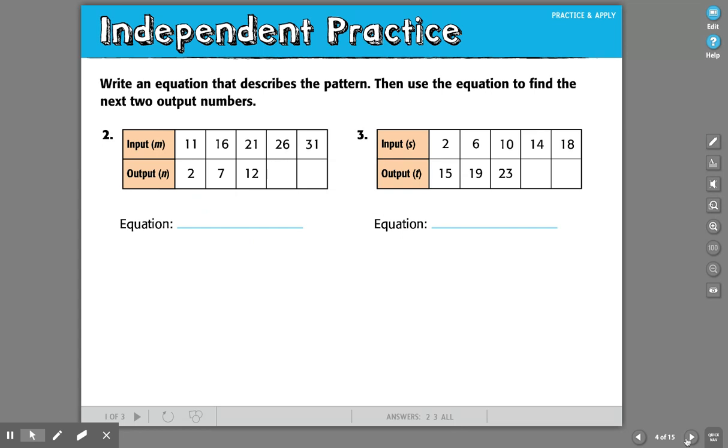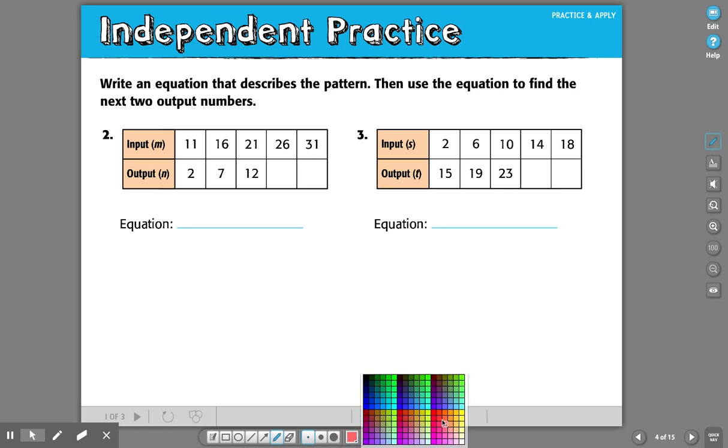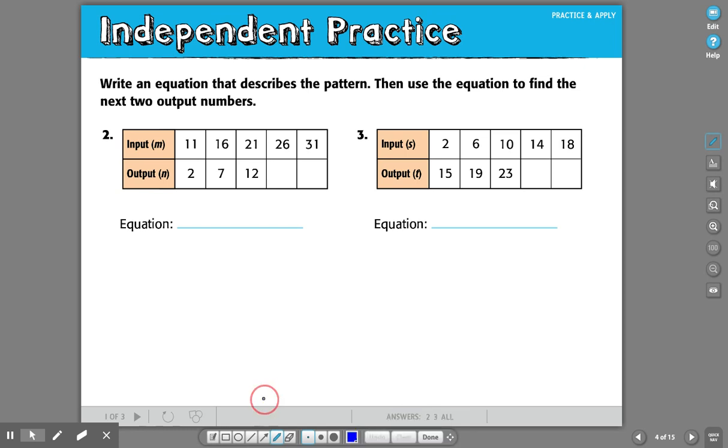All right. Let's look at the independent practice on the next page. Number 2 says, write an equation that describes the pattern. Then use the equation to find the next two output numbers. So let's start with our equation this time. What letter are we putting in? We're putting in M. So we need to come up with M first.